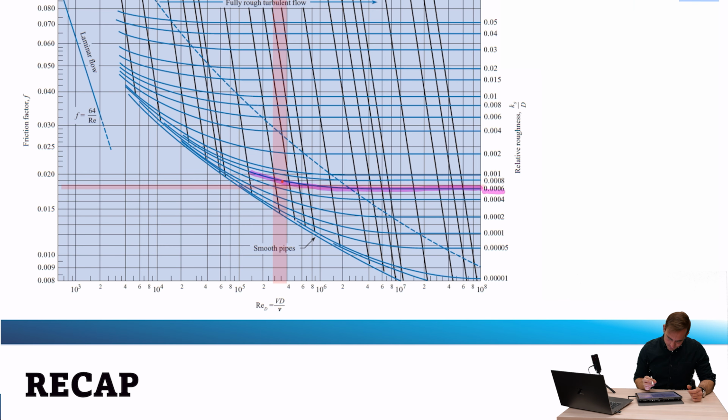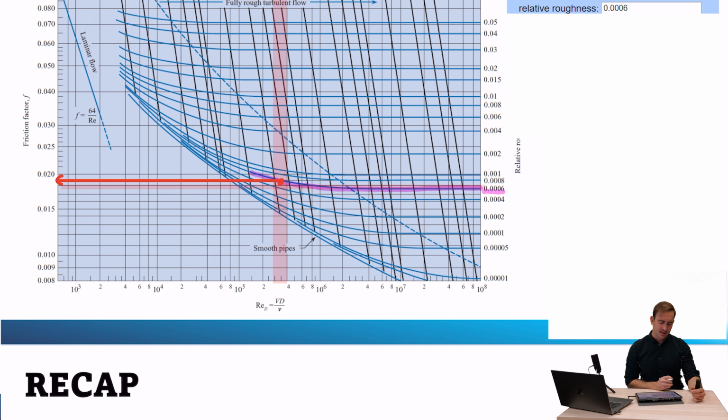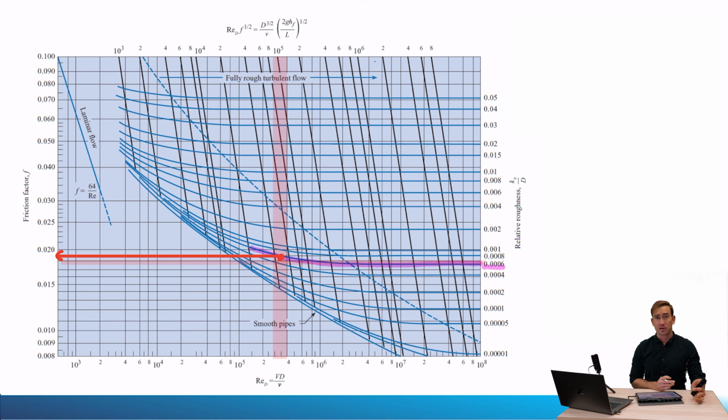With this information, what I can see is that roughly here on the graph, if I drew a straight line all the way over to the left, my friction factor is very close to the value of 0.02. Now the tricky thing is I can't actually see the graph. I don't have all the numbers represented on the axes.